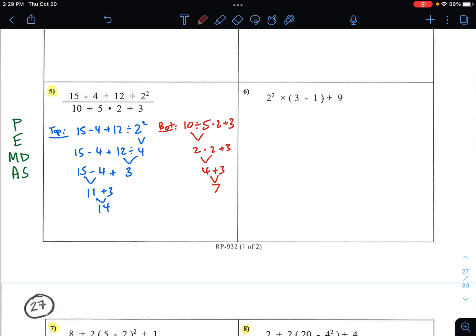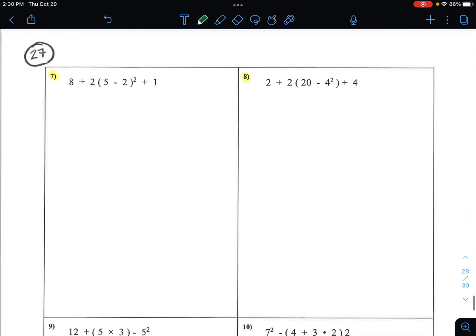So my top is 14, my bottom is 7. So let's rewrite that: 14 divided by 7. This is an improper fraction or just a division problem. 14 divided by 7 is 2. It goes in evenly, no fractions, no decimals, nice. Let's try number 7.